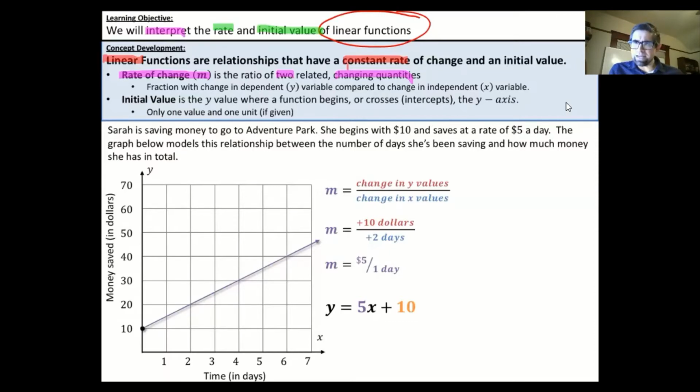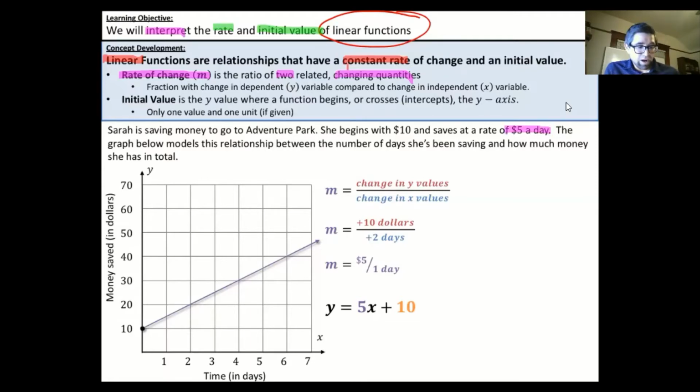Let's read this example and see if we can find the two quantities that are changing. It starts with, Sarah is saving money to go to Adventure Park. She begins with $10 and saves at a rate of $5 a day. Okay, so I read two numbers there. She begins with $10. Well, $10, that's just one quantity. There's not two, and it's not changing. So that doesn't seem like that's my rate. It goes on to say, and she saves at a rate of $5 a day. So dollars is one quantity, days is the second quantity. That's the rate. I know that's the rate because we have two quantities there, dollars and days.